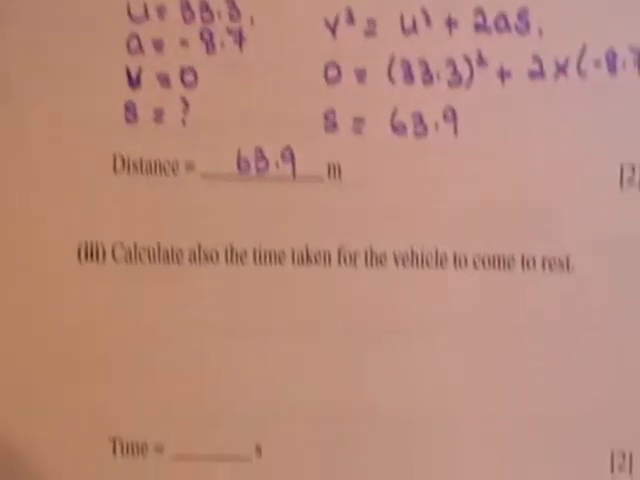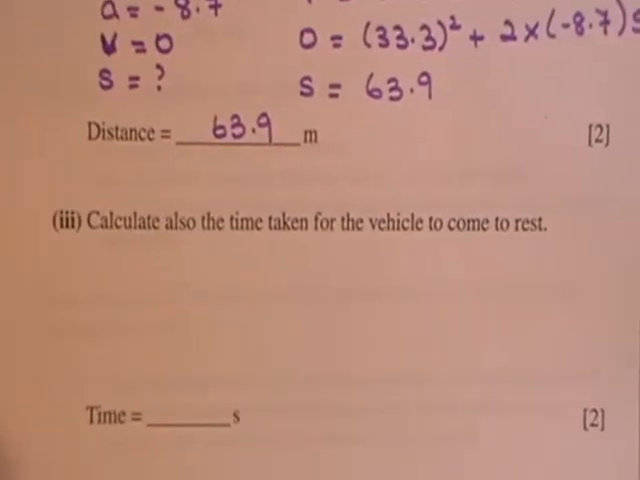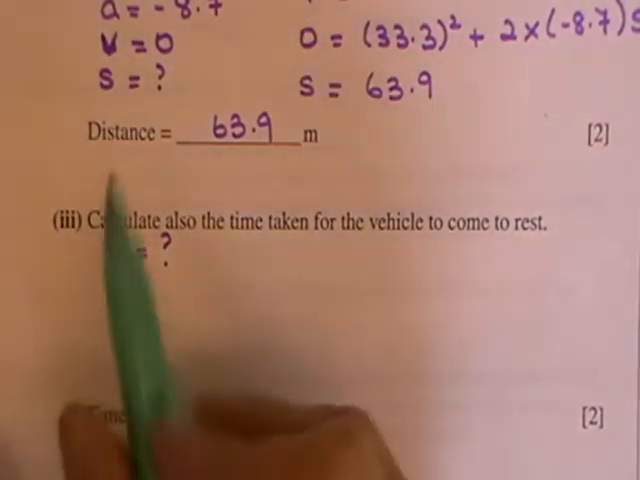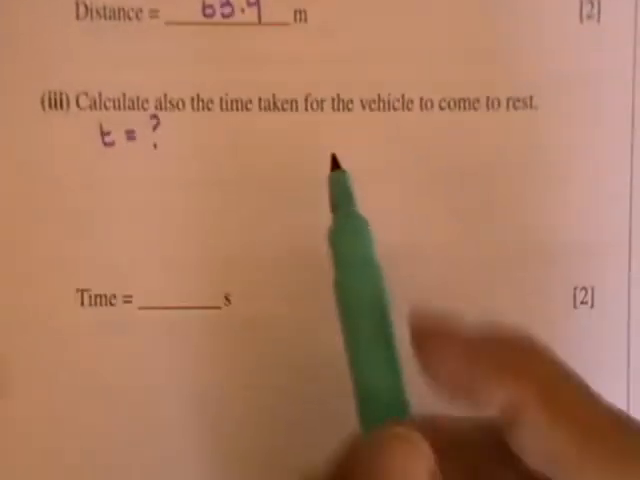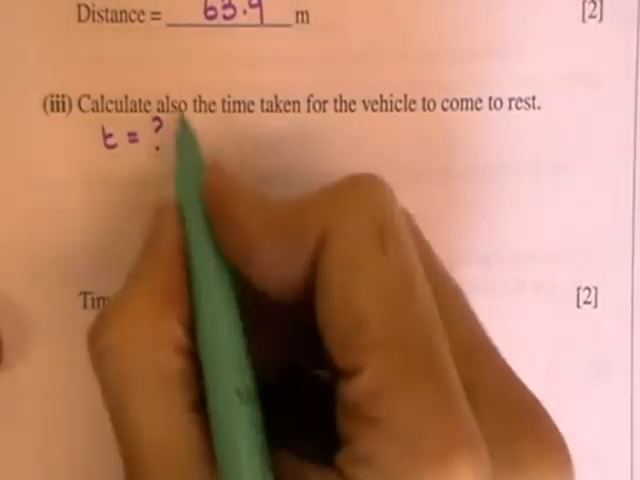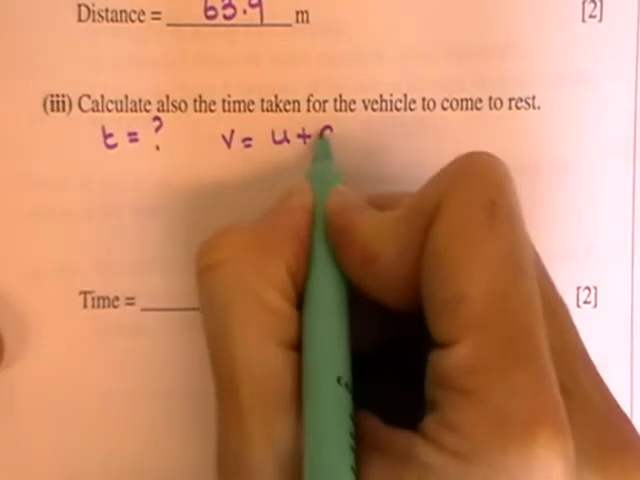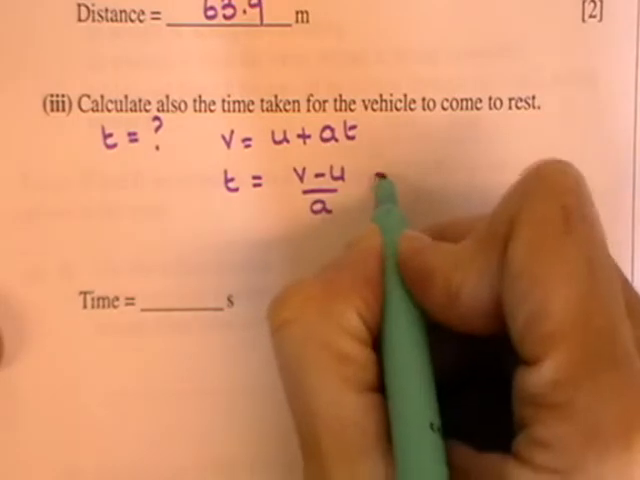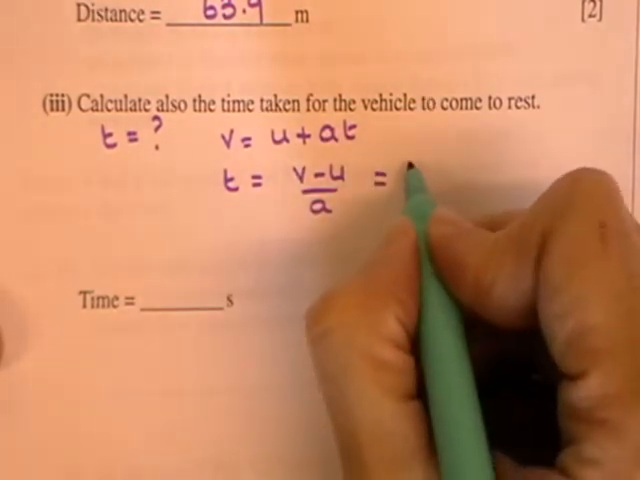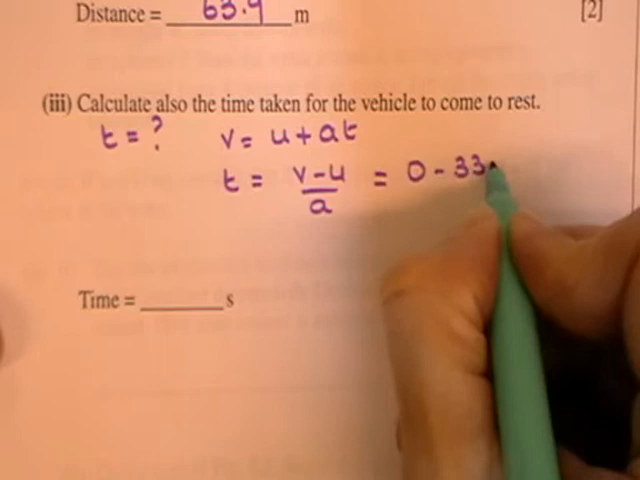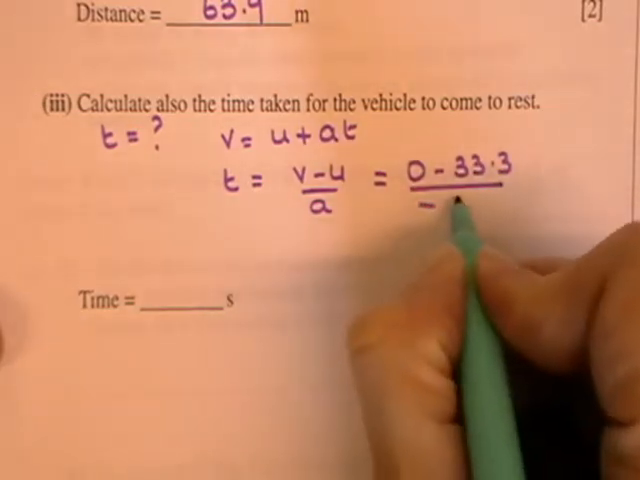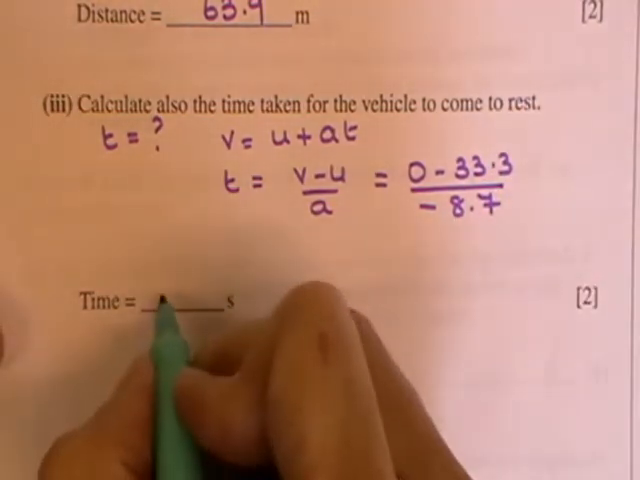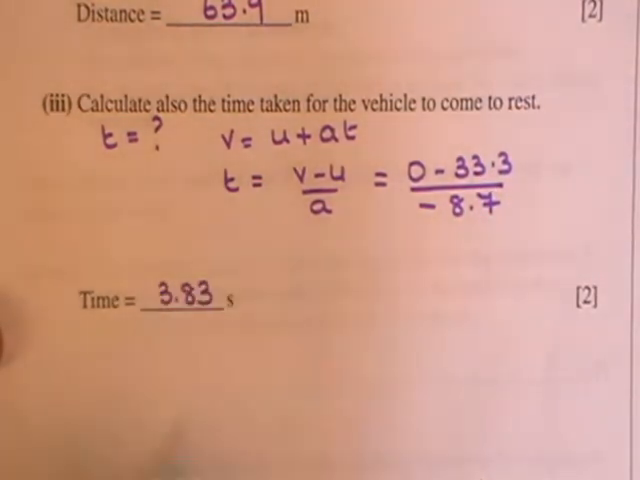And then the last part of the question, again a nice easy equations of motion question. Calculate the time. You can use any equation you want because you know everything from above now. So we'll just use v equals u plus at, and rearranging that, t is v minus u over a, where v is equal to 0, u is 33.3, and a is minus 8.7. Because you can't have a negative time, of course, that time comes out to be 3.83 seconds.